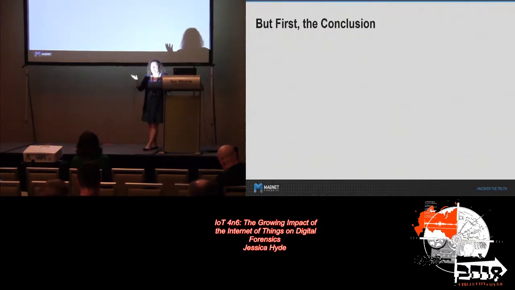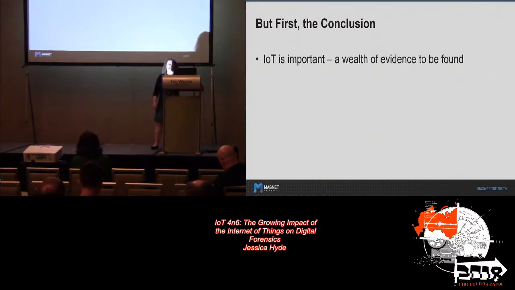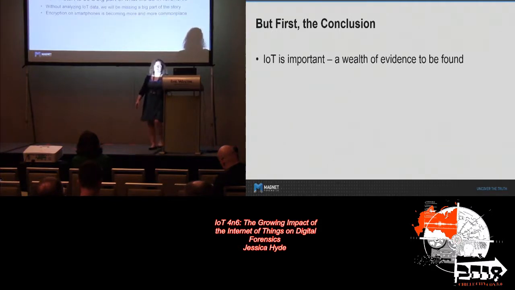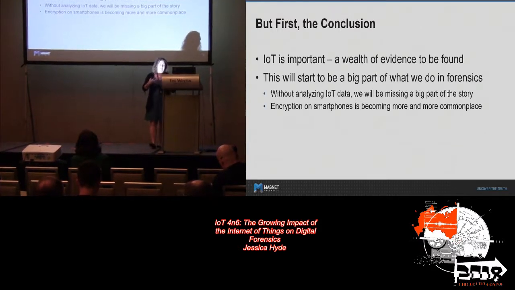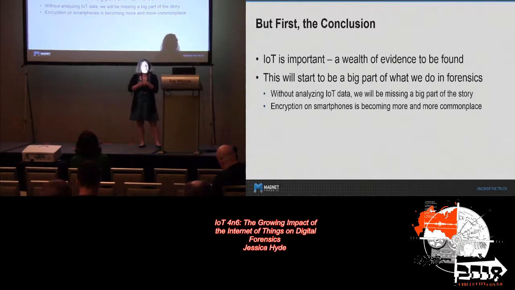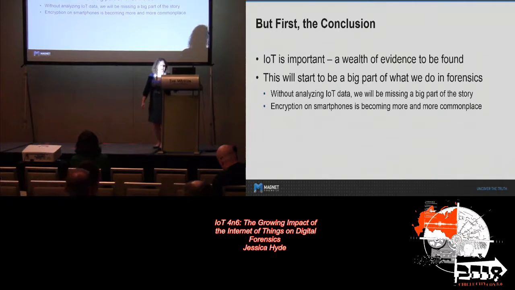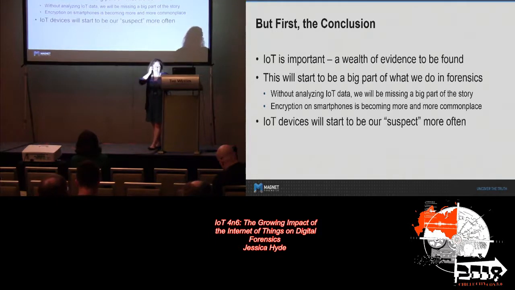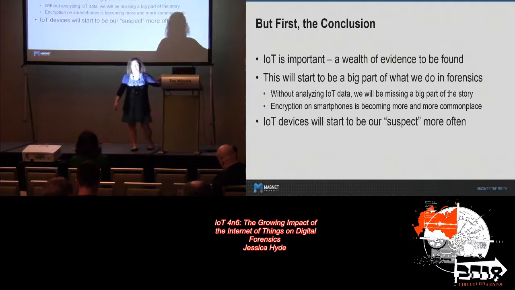But why not start at the end, right? So if you leave after this slide, it's cool because it's the conclusion. The thing I want you to get out of here is that the Internet of Things is going to become more important in digital forensics, that there's a wealth of evidence to be found, and that that evidence is going to become more of a part of what we do. If we don't start looking at data off of the Internet of Things, we're going to be missing a lot of information in our investigations because there's a lot that is there, and that it's going to more often be our suspect.